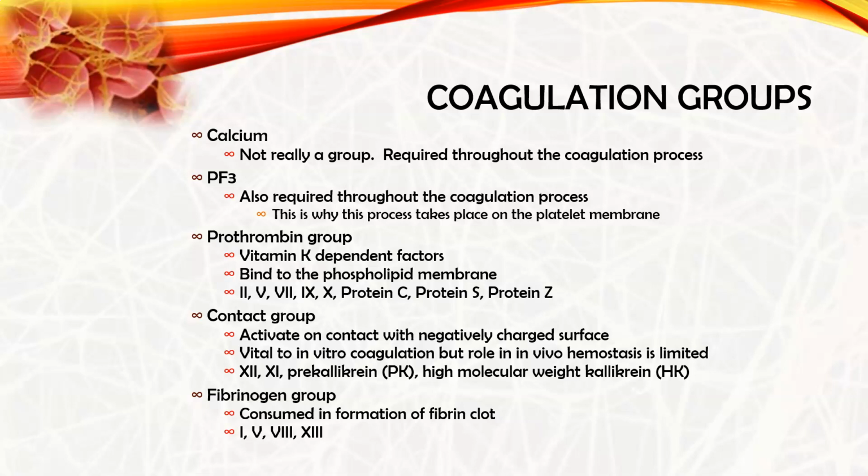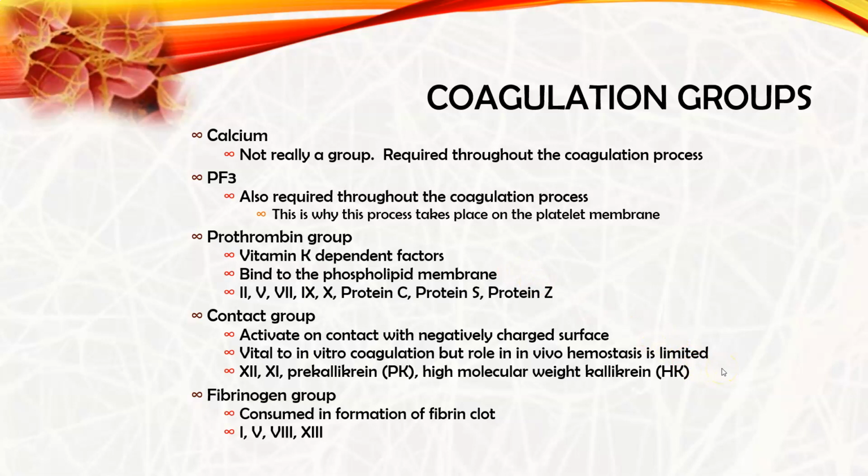There are also some anticoagulant proteins that we have naturally in our system. These include protein C, protein S, and protein Z. So all of these will be interfered with if the vitamin K is not working the way it's supposed to.